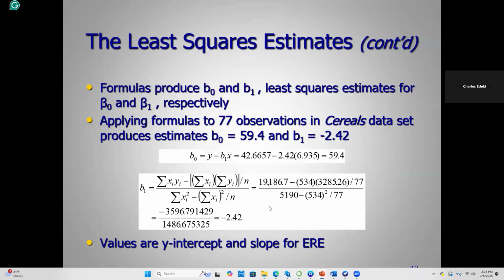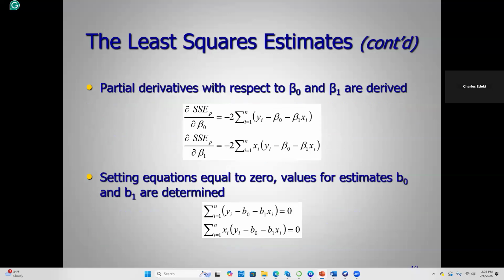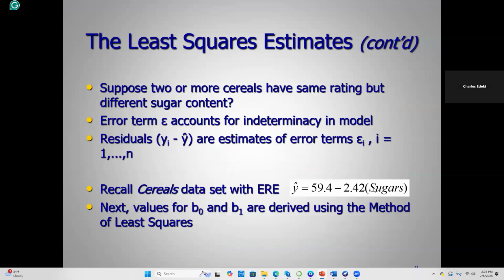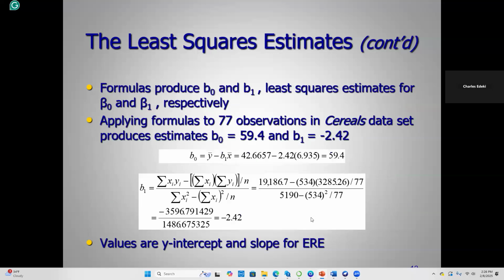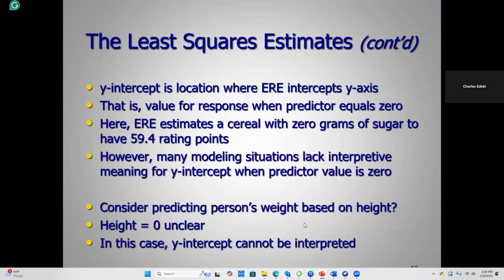Because from the formula, we don't have it here. Let's say this is the formula. If sugar is 0, then y hat will be 59.4. That's all we want to say. So the value for the response when the predictor equals 0. Here we estimate a cereal with 0 grams of sugar, which again gives us the y-intercept value, 59.4.